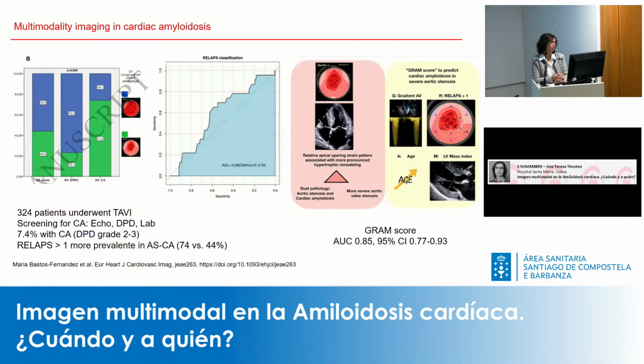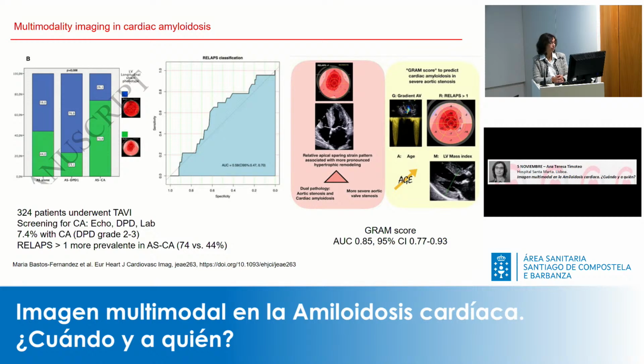And I wouldn't be fair if I didn't mention your own study that you performed here with a similar cohort of patients, but those patients underwent TAVI. In fact, they were studied with DPD scintigraphy, and only 7% of patients with severe aortic stenosis had a DPD grade of 2 or 3, which really represents a very small number of patients with apical sparing that have this possibility of cardiac amyloidosis.